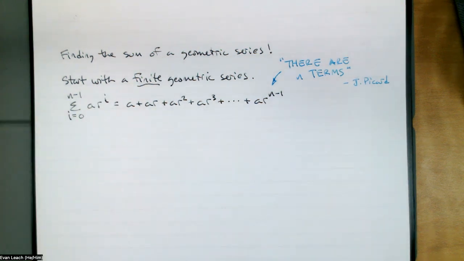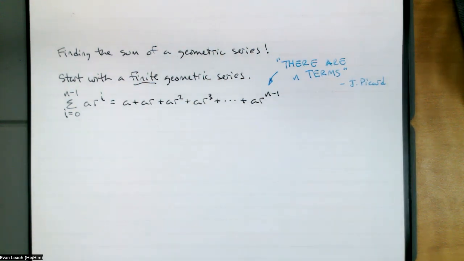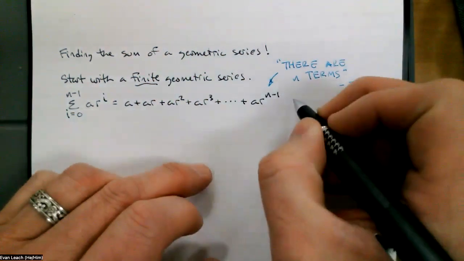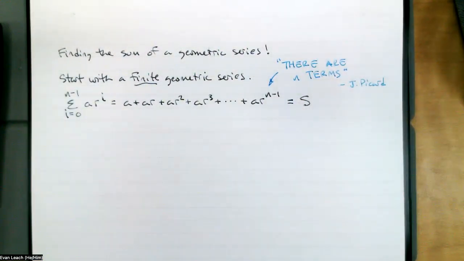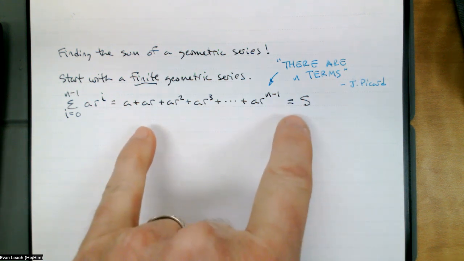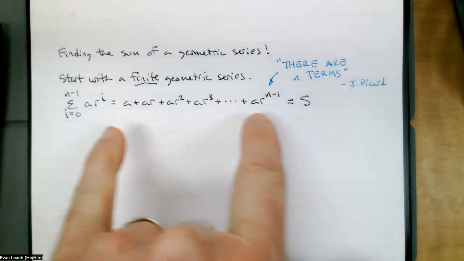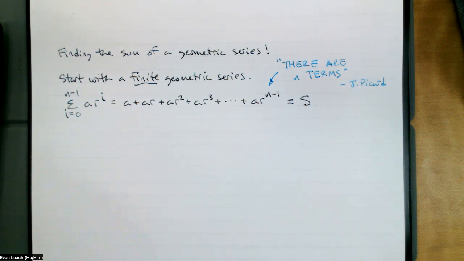So we have n terms in our geometric series. And since this is a finite geometric series with only n terms, it definitely has a sum. And I'm going to call that sum S. So S is the sum of this series. Up next, we're going to take this equation and I'm going to multiply everything by r, the common ratio.